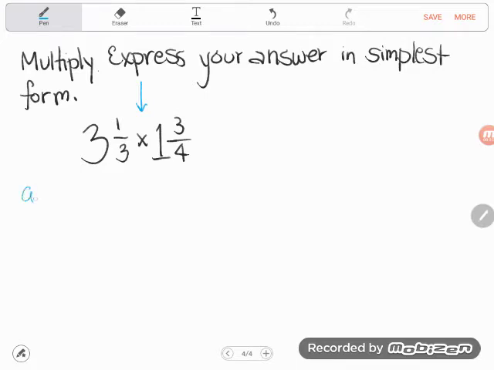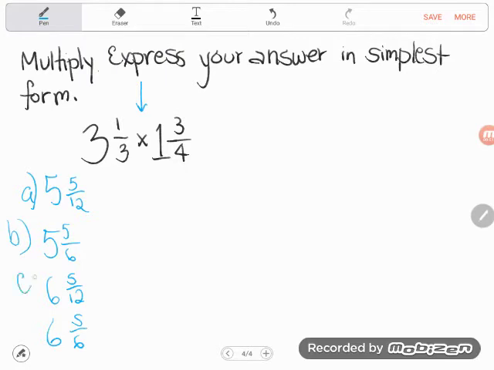Now, this particular problem actually had multiple choice answers, which is nice. 5 and 5/12, 5 and 5/6, 6 and 5/12, and 6 and 5/6. So from the multiple choice answers, I actually learned something that's implied, not directly stated, because all of those multiple choice answers are in mixed number form. That wasn't stated in the problem, but the answers are all mixed numbers. So clearly I'm going to not just have a simplest form, but I'll also have it in the form of a mixed number. Okay, so let's get started on this.